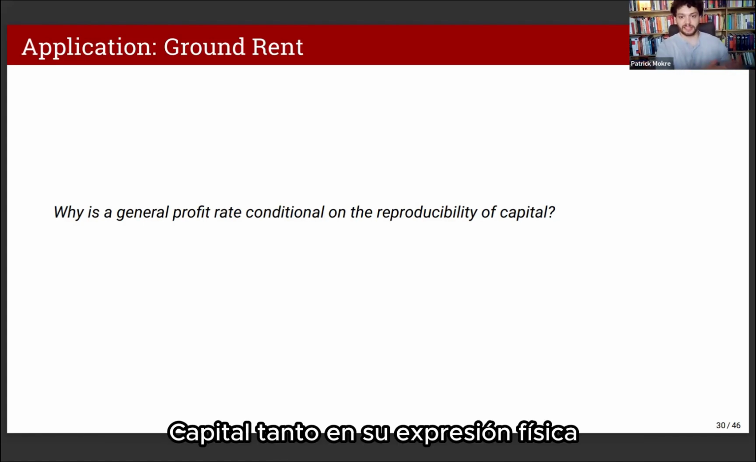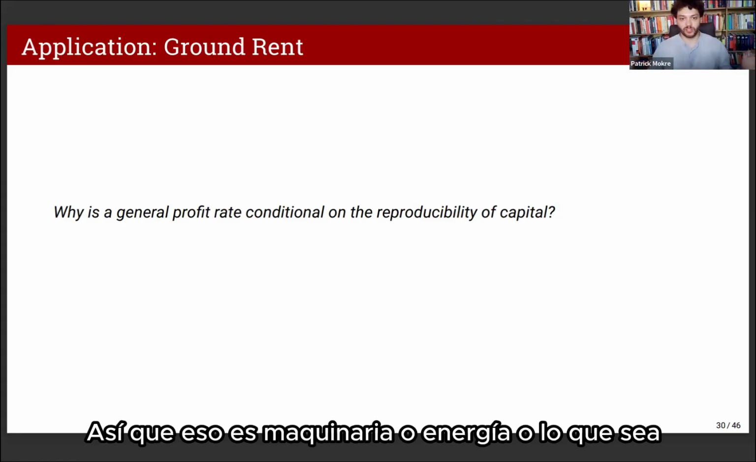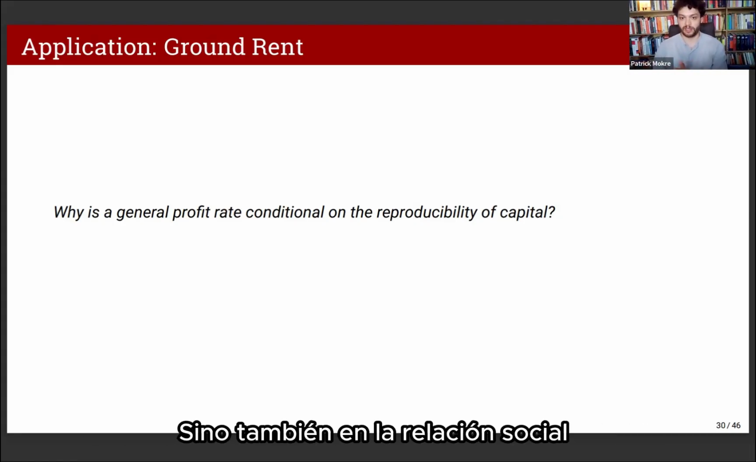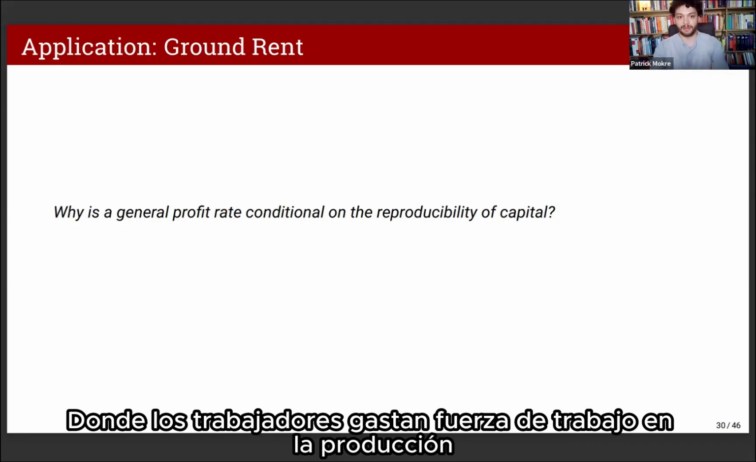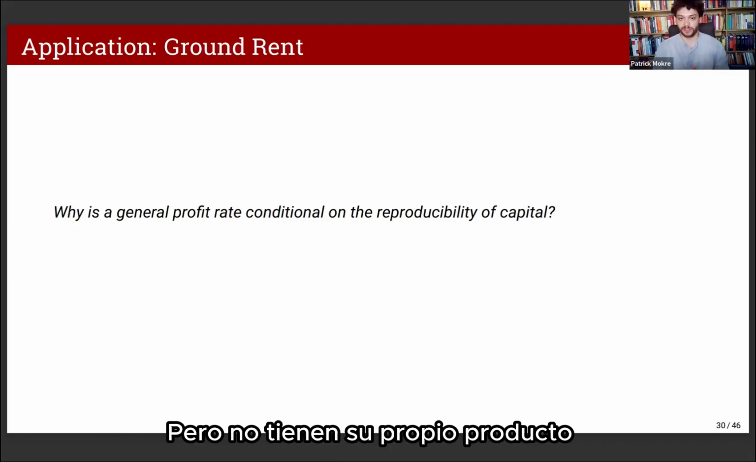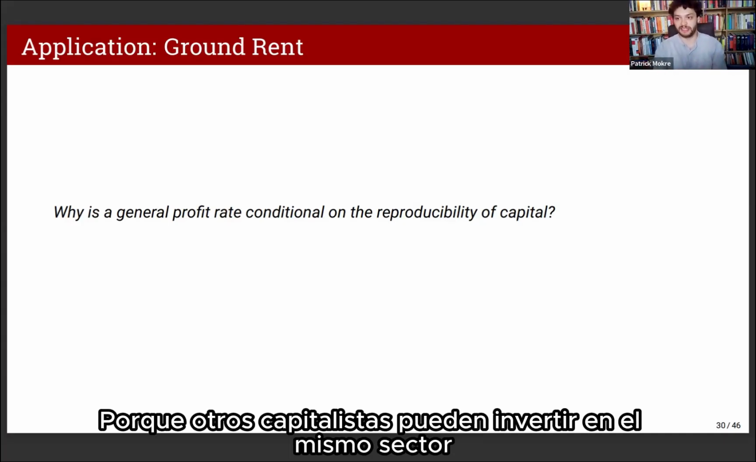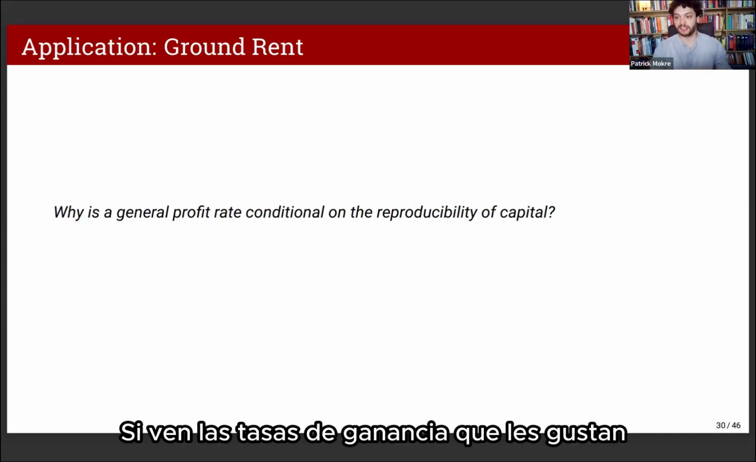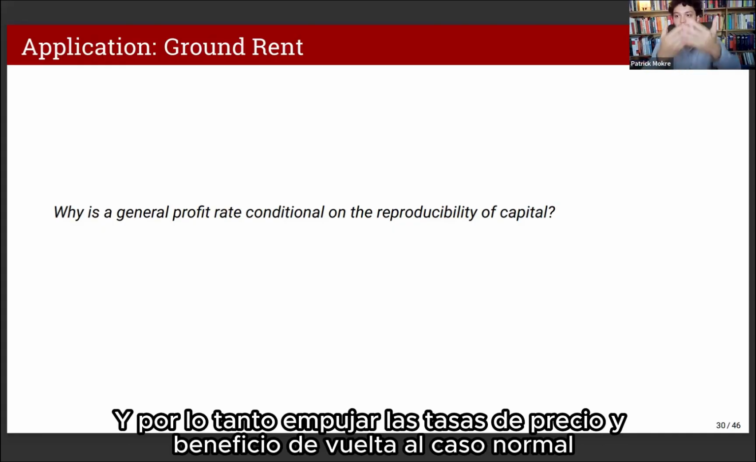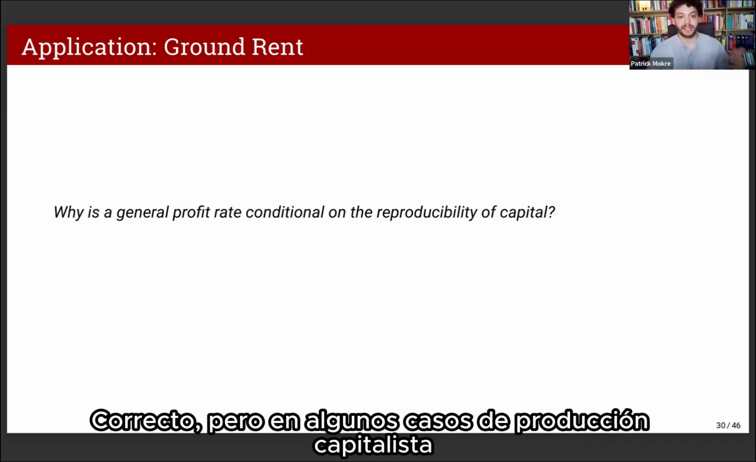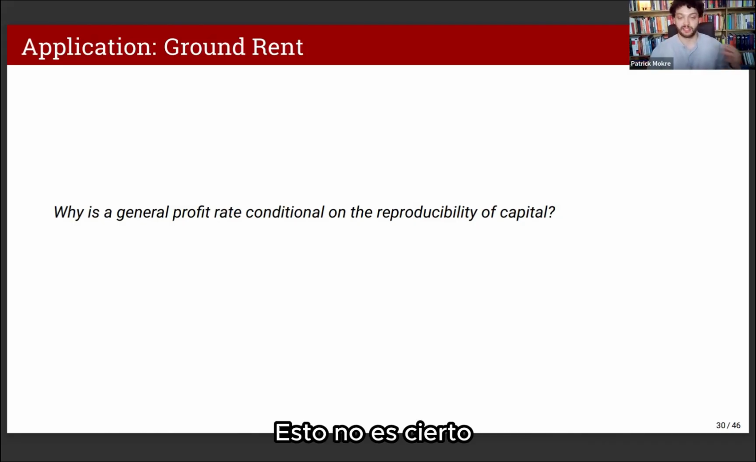Capital, both in its physical expression, so that's machinery or energy or whatever, but also in the social relation, where workers expend labor power in production but don't own their own product, will be reproduced because other capitalists can invest in the same sector if they see profit rates that they like, that are higher than the normal, and thereby push the price and the profit rates back to the normal case, right? But in some cases of capitalist production, this does not hold true.